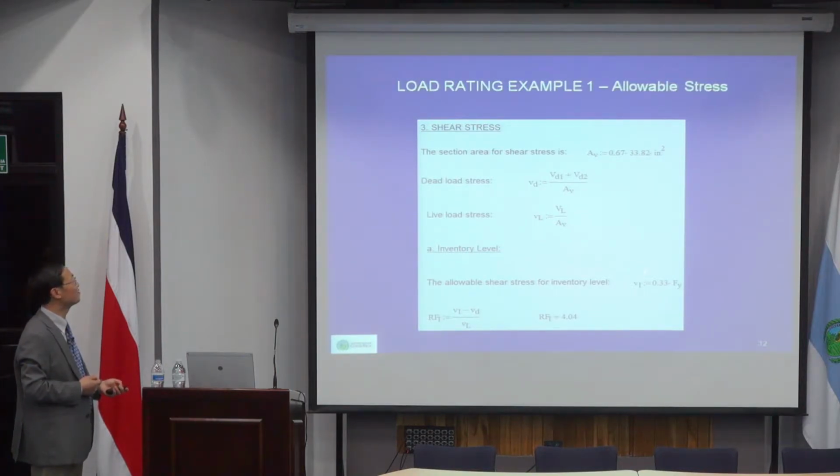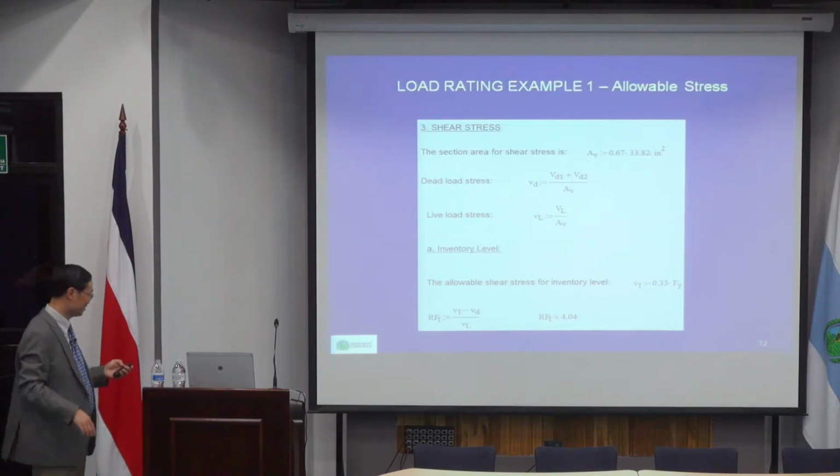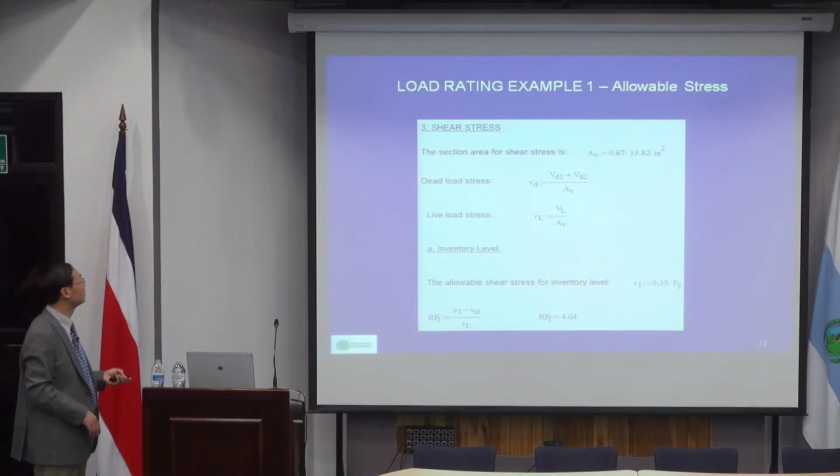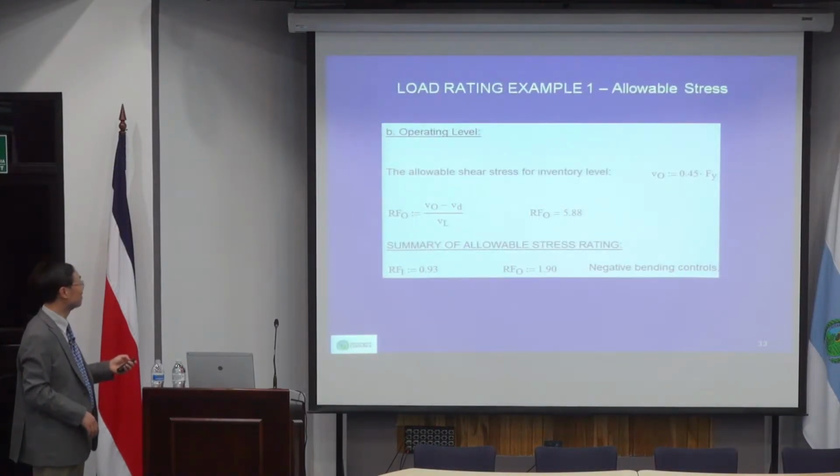For the inventory level, inventory is the same as design. The allowable stress is 0.3 Fy. So you have the allowable stress, subtract the dead load, and divide by the live load. So you get the rating factors for the shear. That's the inventory. For operating, the same. Operating, instead of using 0.33, use 0.45 as the allowable stress. Once you increase the allowable stress, you effectively get bigger rating factors.